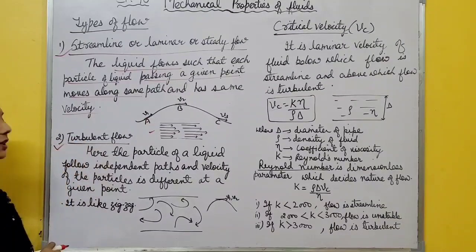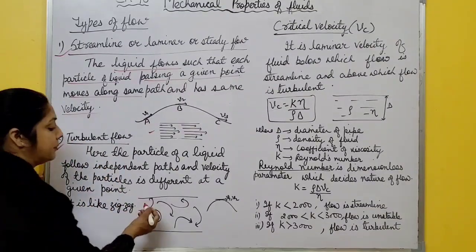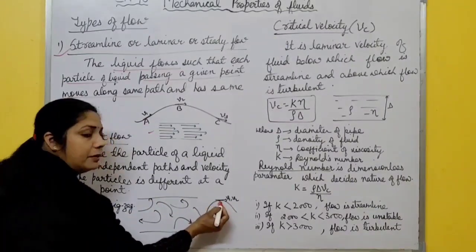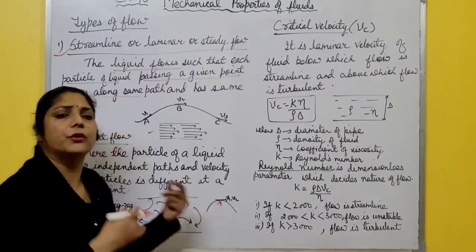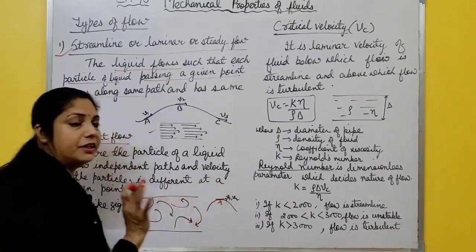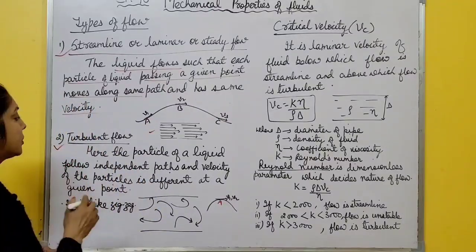Second one is turbulent flow. Suppose liquid is flowing like this one. Suppose at a particular point A, all particles of the liquid follow independent paths, do not move along the same path, and also have different velocity. Then this type of flow is called turbulent flow.